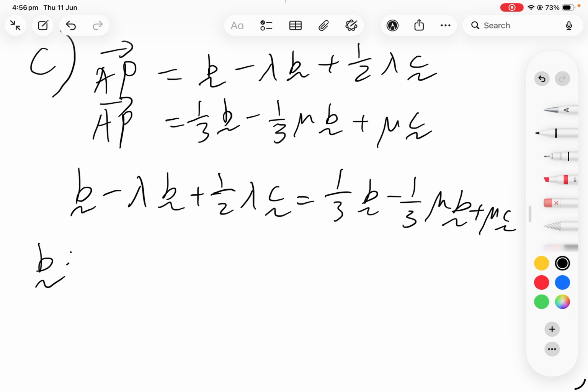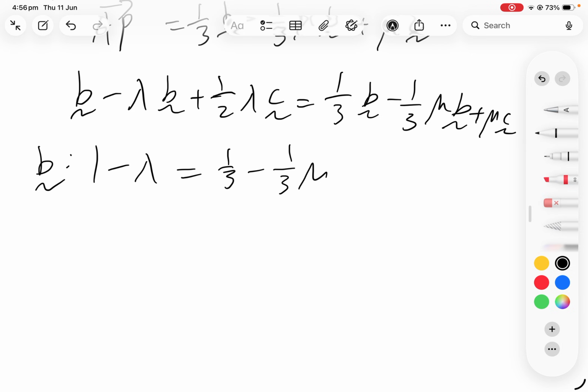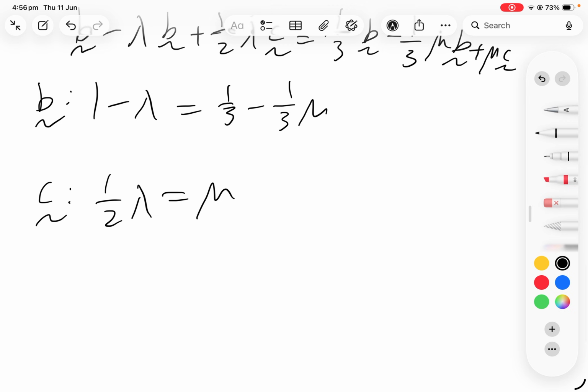Okay, so let's just do it. It's just 1 minus lambda equals 1/3 minus 1/3 mu, for the B's. And let's write out C first. Let's leave some space because we have to rearrange it to do simultaneous equations in Calc 3. So for C, 1/2 lambda equals mu, because there's only 2 C's, and that makes it easy. Because there's a coefficient in front of mu, it'll be hard to rearrange, so we're just going to do it to lambda.